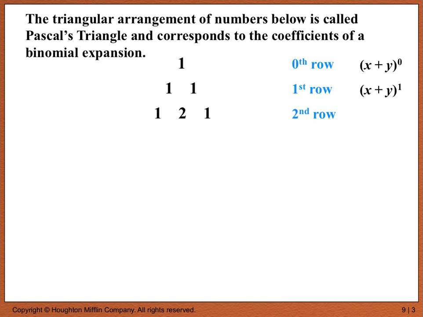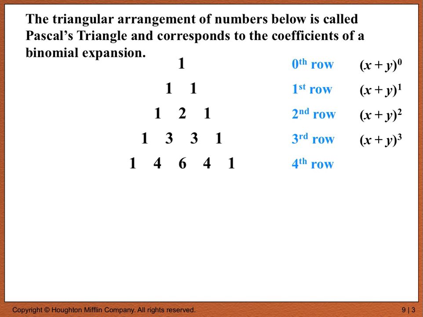The next row is 1, 2, 1. This is the second row, corresponding to x plus y to the second power. Third row, 1, 3, 3, 1, corresponding to x plus y to the third power. Fourth row, 1, 4, 6, 4, 1, corresponding to x plus y to the fourth power. Fifth row, 1, 5, 10, 10, 5, 1, corresponding to x plus y to the fifth power.